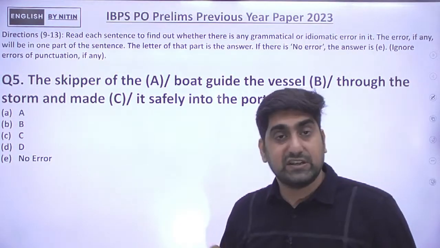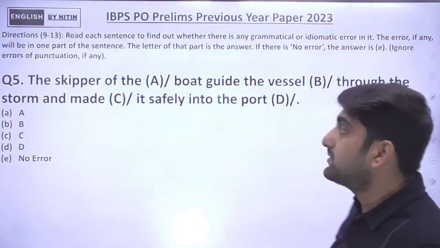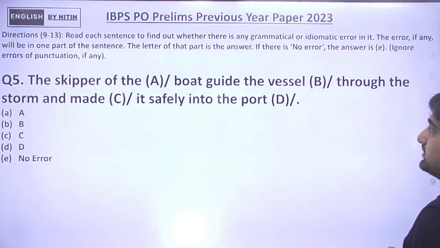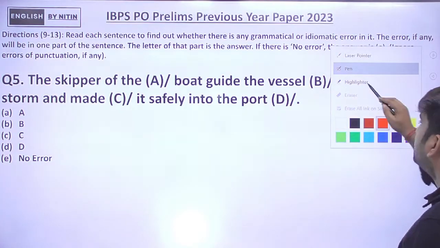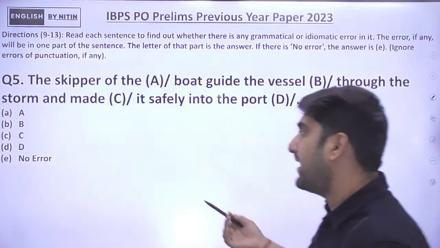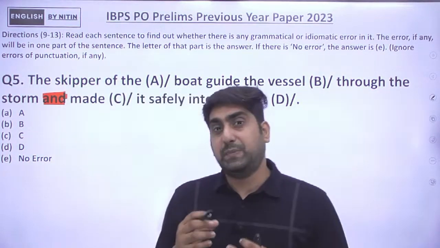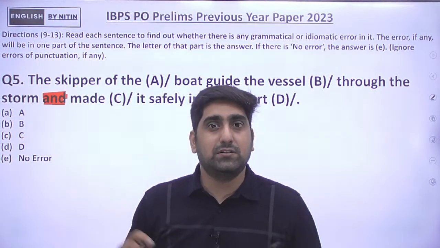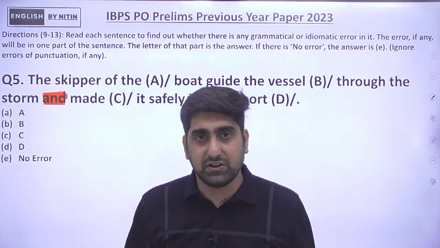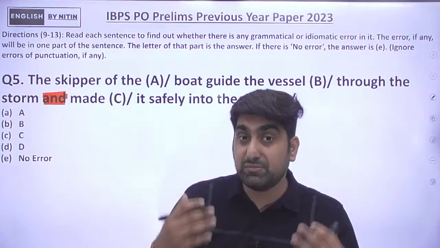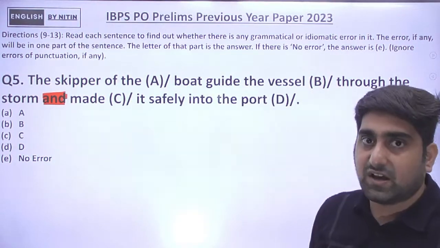Now the question next again is of finding errors. The question says, the skipper of the boat guide the vessel through the storm and made it safely into the port. As you know that the conjunction and is a specific conjunction that unites, joins two similar ideas, two similar entities, two similar cases, two similar times, but the time of the action given in the sentences are different.